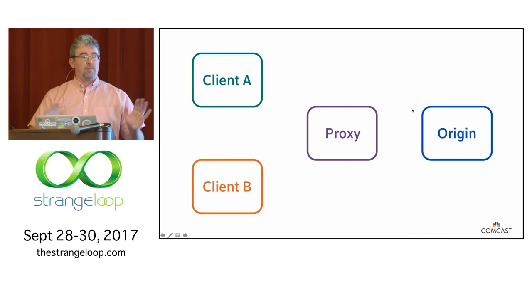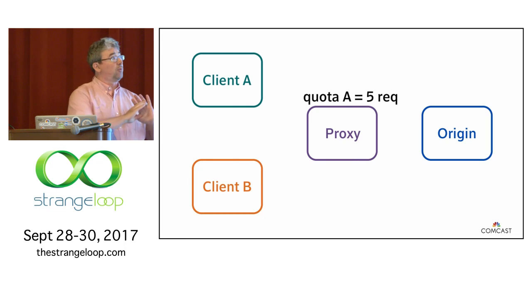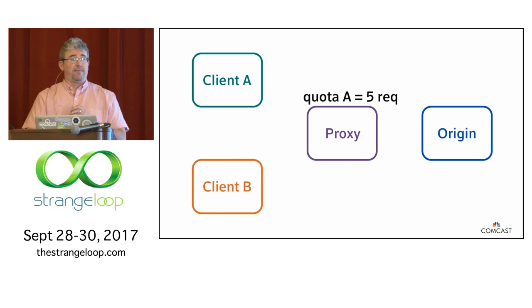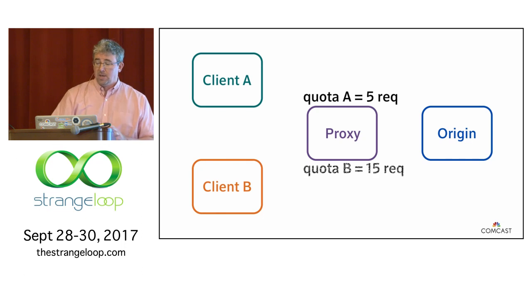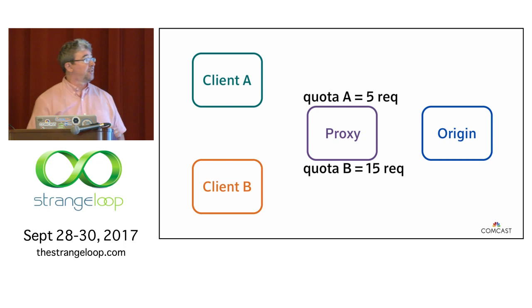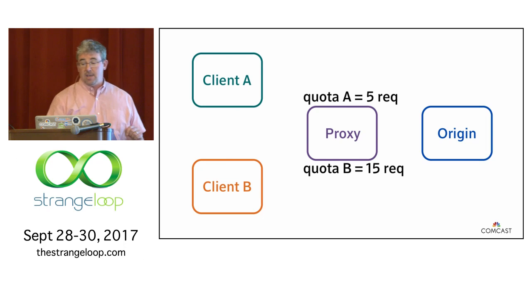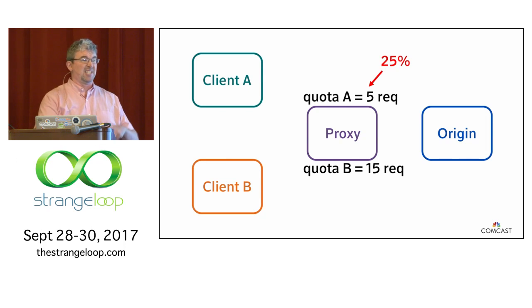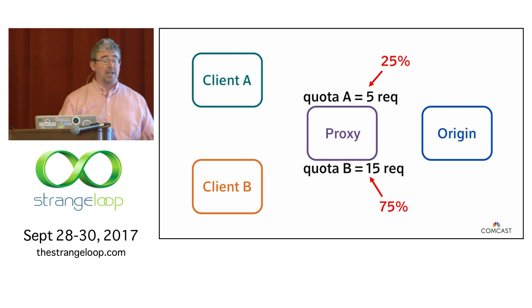And now I'm about to show you another scenario. In this scenario, we've configured the quotas and written down that we want to give 5 concurrent requests to client A and 15 concurrent requests to client B. And so that means that client A is entitled to 25% of the available capacity, and client B is entitled to 3/4 of the current capacity.